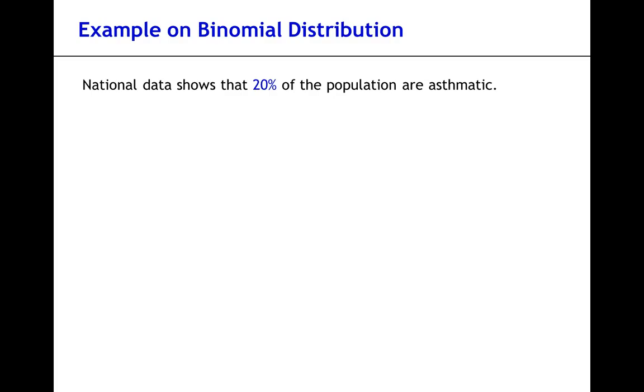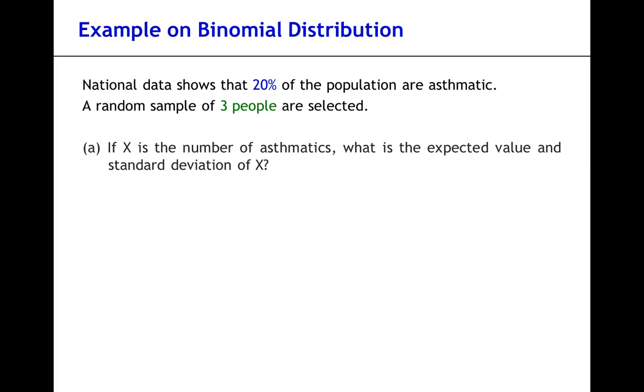In this example, we are told that the national data indicates that 20% of the population are asthmatic. A random sample of 3 people are selected, and we are to find the expected value and the standard deviation of X, given that X is the number of asthmatics. Well, there are 2 possible outcomes in this case. Either the person is asthmatic or not asthmatic.